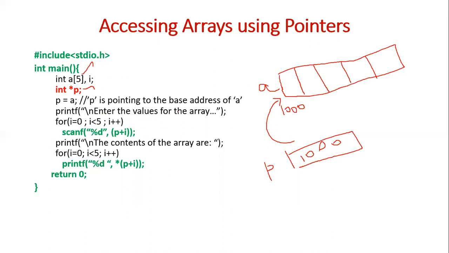So we are asking to enter the values of the array. Then we are running the for loop. The array contains 5 elements, so the for loop goes 5 times. For i is equal to 0, i less than 5, i plus plus. So the for loop syntax is very similar to Java.